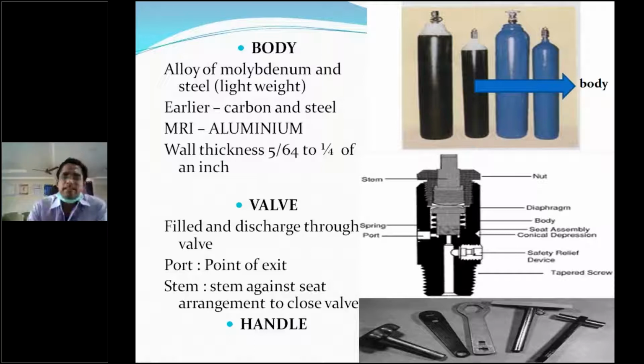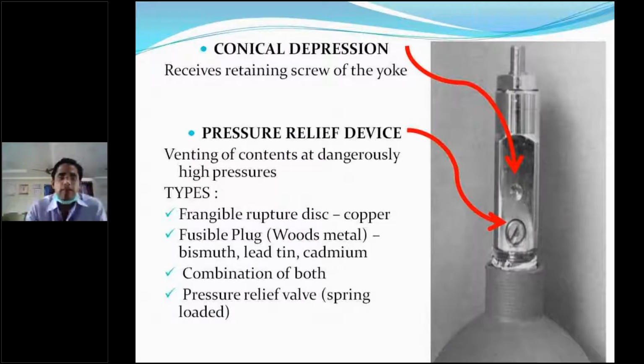You can just remember that it has three parts. One is the body, and here is the valve. The valve has a stem and the spring and a port, and here you have the handles, which are used to lock and unlock the cylinder. So how do you lock the cylinder? Clockwise is lock and anti-clockwise is unlock. Clock and lock. This is the code.